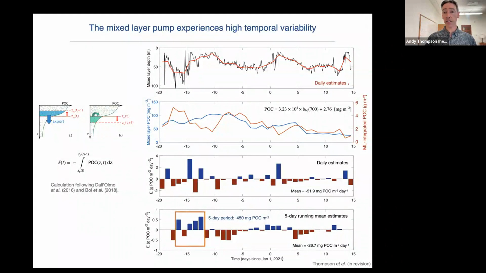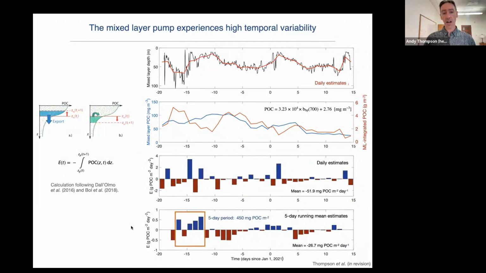You can see during the sampling period, the mixed layer started relatively deep at about 100 meters. It shoaled, but then there were some subsequent variations over time. We did capture the spring bloom, so you can see in the second panel peaks in the mixed layer POC that then start to die off over time. And in the lower two panels, maybe just focusing on the lowermost panel, is our estimate of the export flux of carbon in grams of POC per meter squared per day, estimated in the third panel at daily timescales, and then estimated over a 5-day running mean.